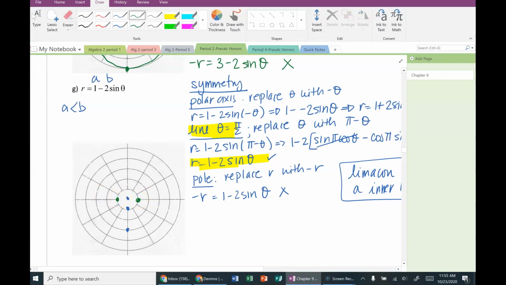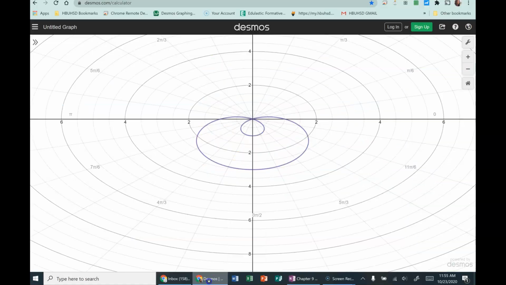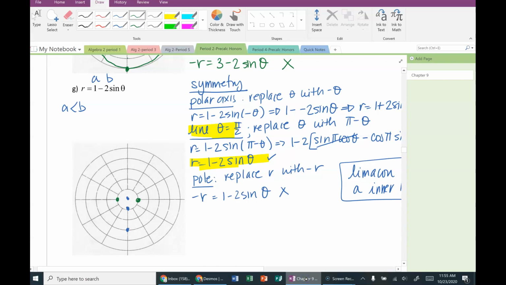Okay. Let's double check one more time because I think I'm a little bit off. This is pi over 2, pi is 1 again, 0 is 1, and then 3 pi over 2 is 1 and 3. Okay. So how does it touch the center twice?